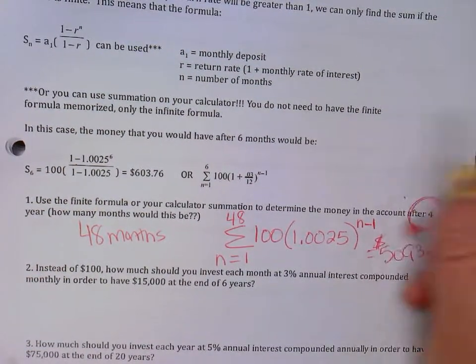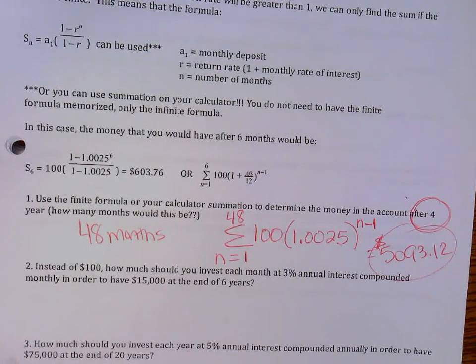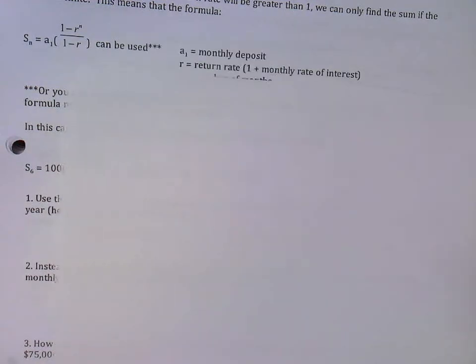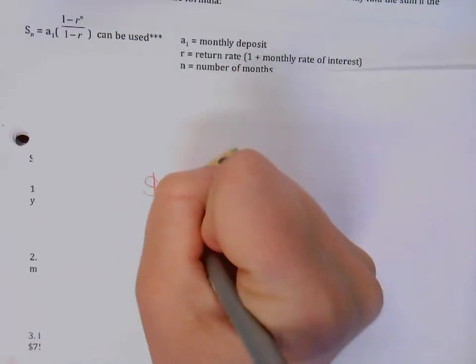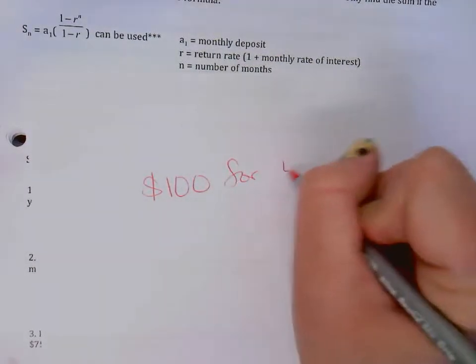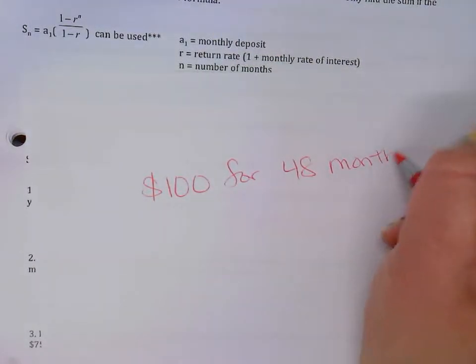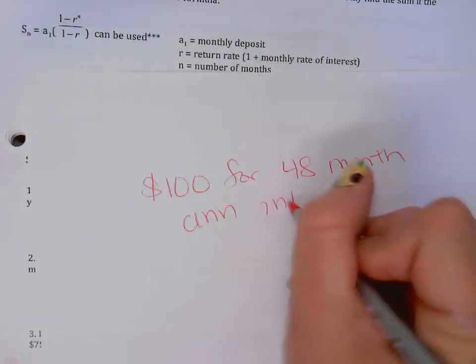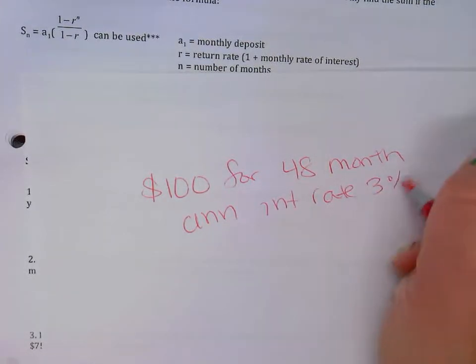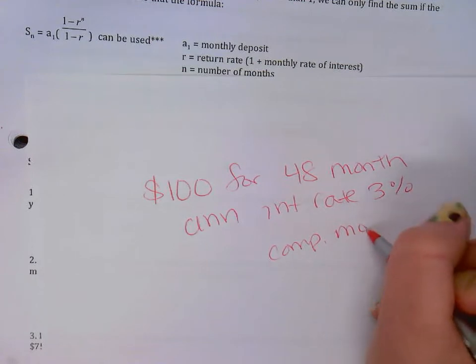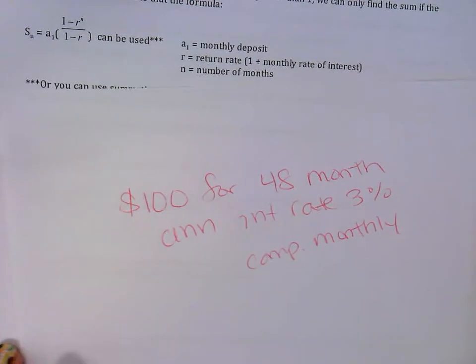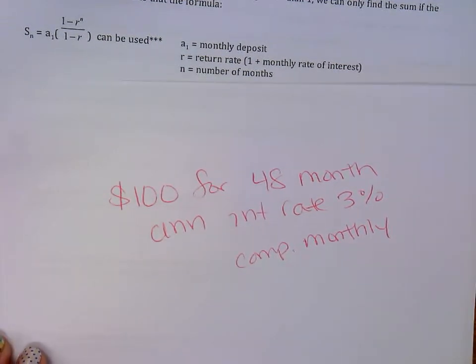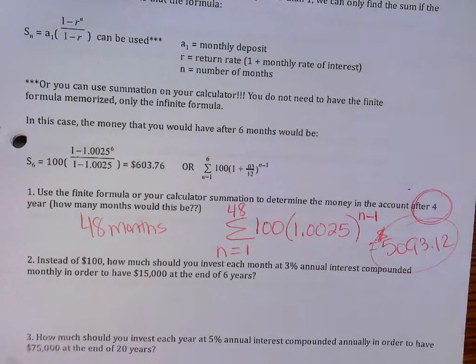All right, I want to show you the big mistake that students make in this unit so that you don't make it. Compound interest, right? I just want to go back. Let's pretend, you don't have to write this down, that I'm just investing $100 for 48 months at the annual interest rate of 3% compounded monthly. This is a one-time investment. If I say I'm putting in $100 every month, that's when you're going to use summation.